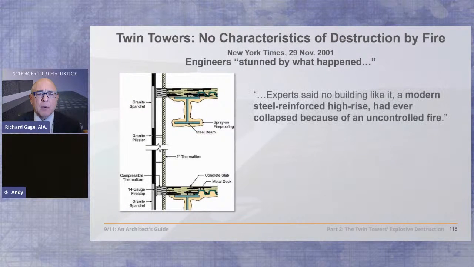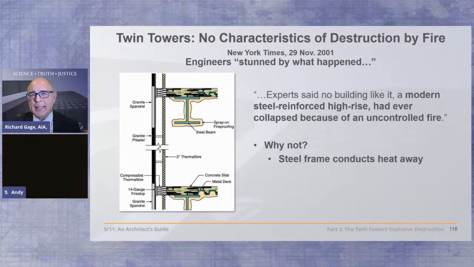Why haven't we had a collapse of a high-rise fire? Well, the steel conducts this heat away from the source. So we never really get a 1200 degree temperature at the source of a steel frame building, which is critical because the steel only has half of its strength left, and it can begin to bend at that point, 1200 degrees Fahrenheit. And so we want to keep that from happening.